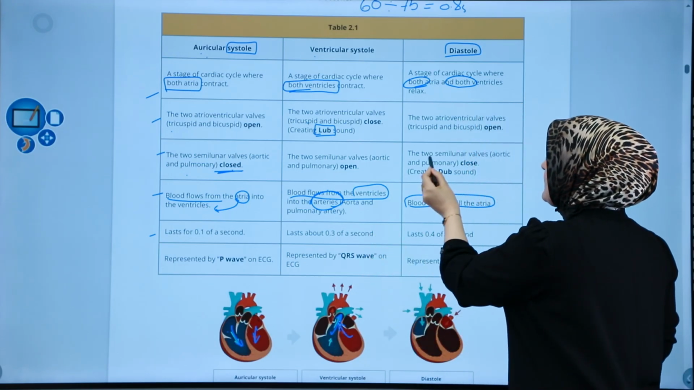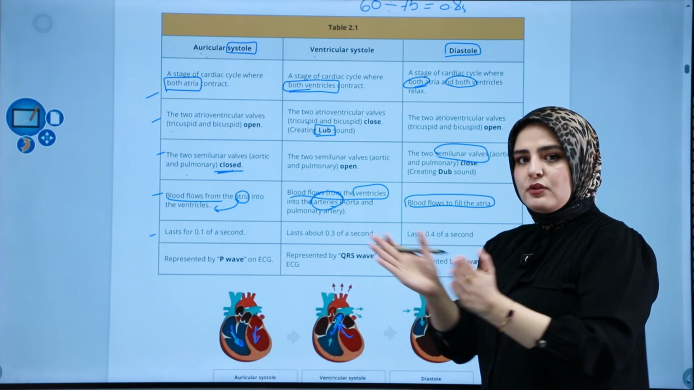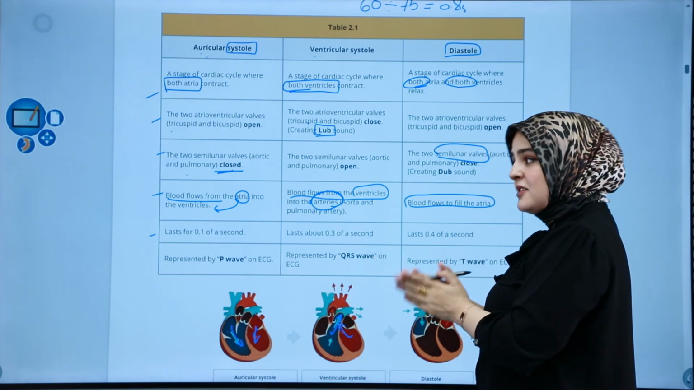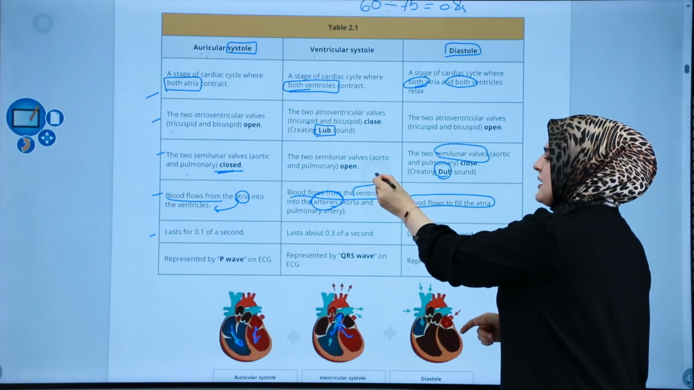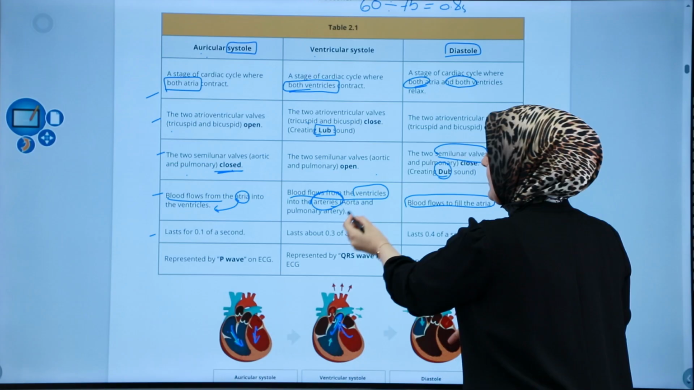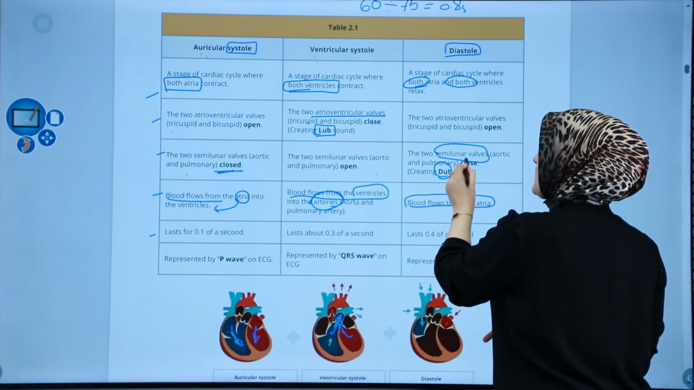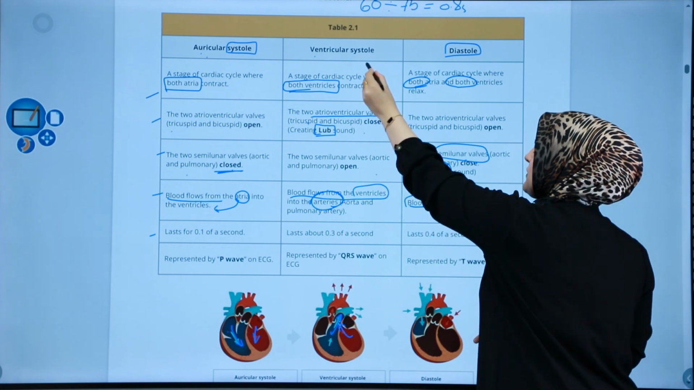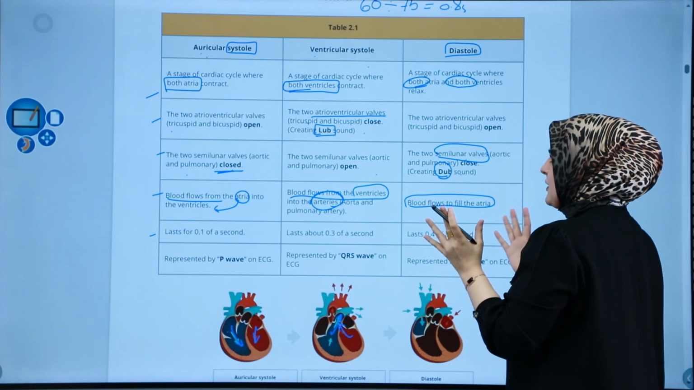So this time, the semilunar valves, aortic and pulmonary, are going to close and create another type of sound called dub. Remember, lub is the closure of the atrioventricular valves, while dub is for the semilunar valves. Lub happens during ventricular systole. Dub happens during diastole, which is the relaxation of the heart.